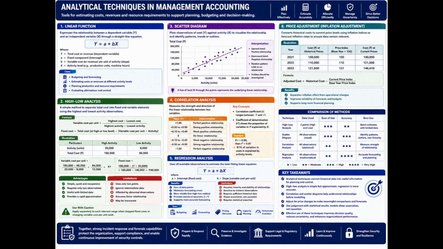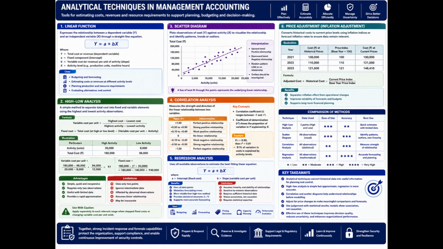However, the method also possesses significant limitations. Because only 2 data points are used, the estimates may be distorted by abnormal observations or unusual operating conditions. The technique ignores intermediate observations and assumes a perfectly linear relationship, which may not reflect actual business conditions where economies of scale or operational inefficiencies exist. Consequently, high-low analysis should be regarded as an approximate estimation tool rather than a precise forecasting method.